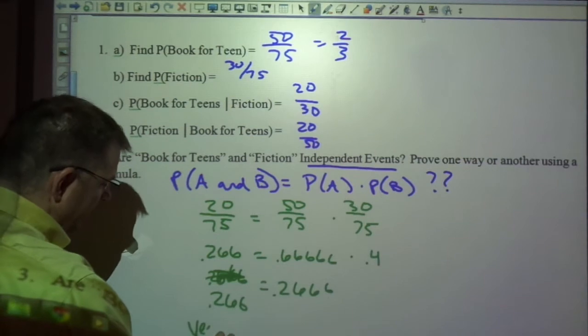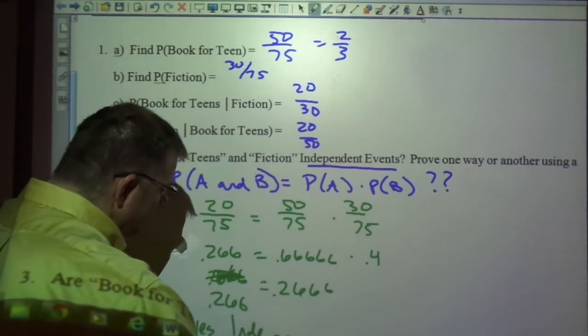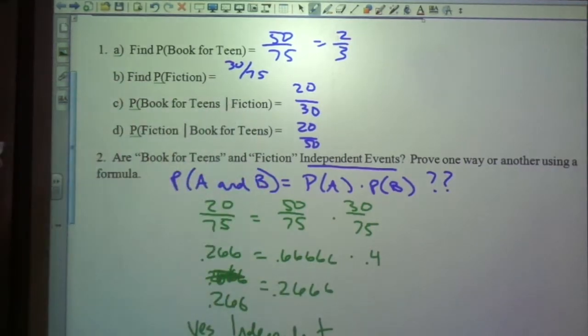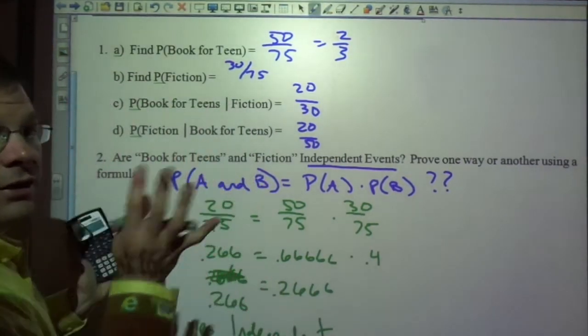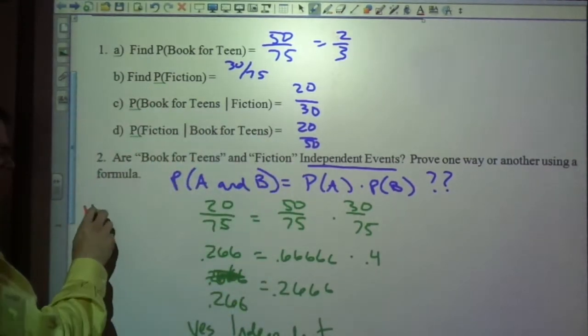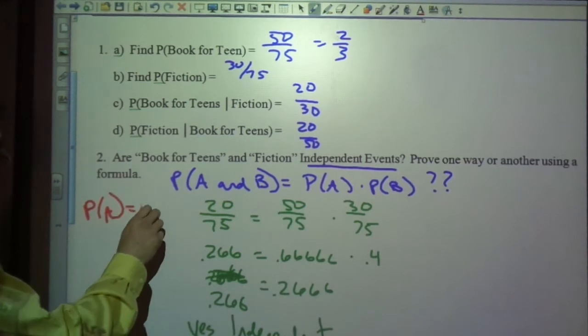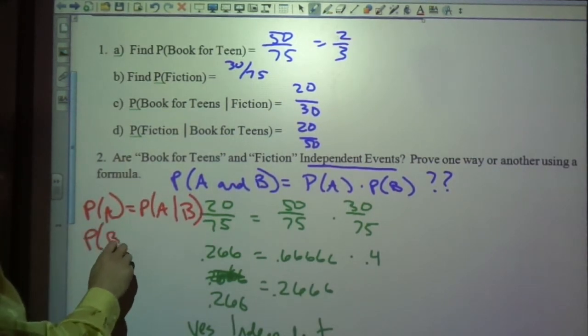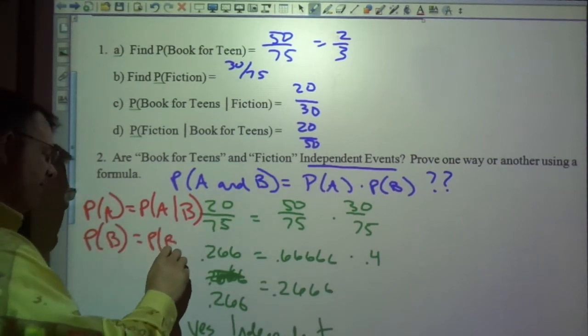Because these are equal, therefore, the formula works. So yes, they are independent, which means one outcome does not affect the other. They are no more likely to be for teens than for adults if they're given their fictionness or not fictionness. You could have also used this formula, probability of A equals probability of A given B. That will also work. Or B equals B given A.